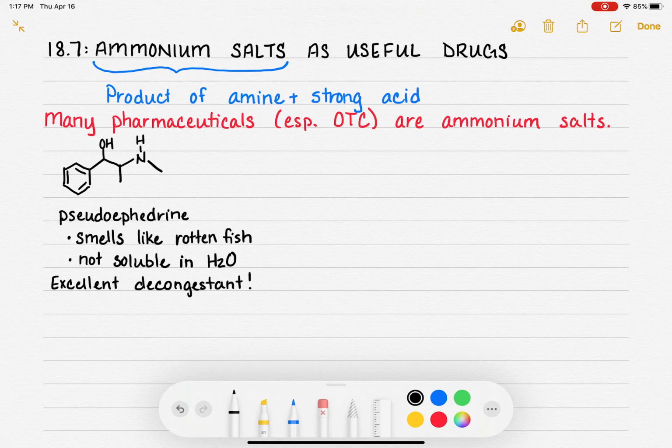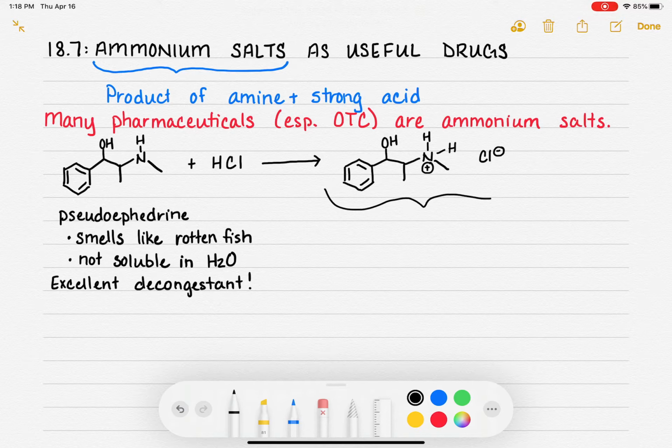So pharmaceutical companies know that if they react this amine, this pseudoephedrine, with a strong acid like HCl, and HBr is also used very commonly in the pharmaceutical industry, we're going to get that reaction that you just learned where we have our amine and nothing changes on the structure at all. So it's not going to lose anything. Everything is still going to be there. And then we add an extra hydrogen to the nitrogen, and that leaves us with this Cl minus. This that we just drew, this is the ammonium salt.